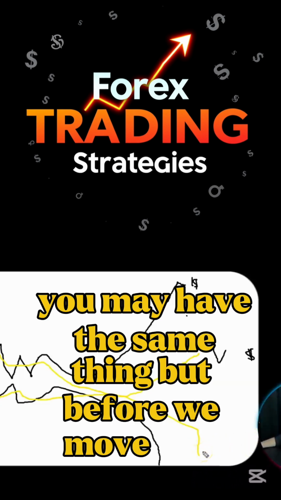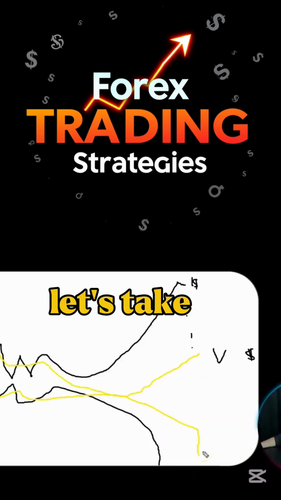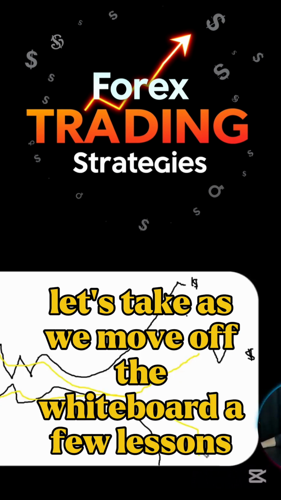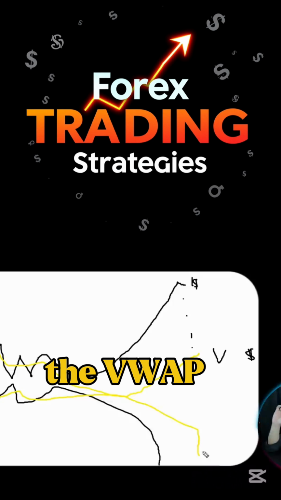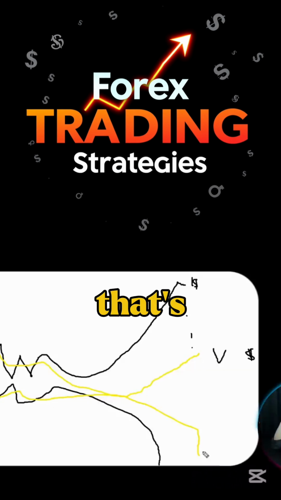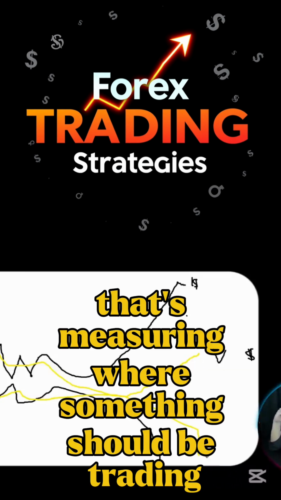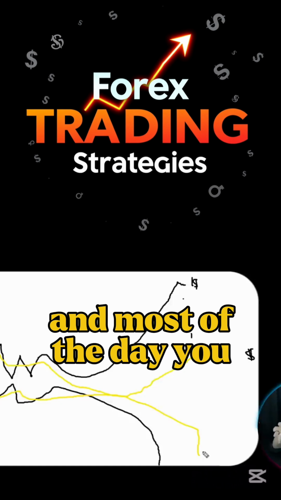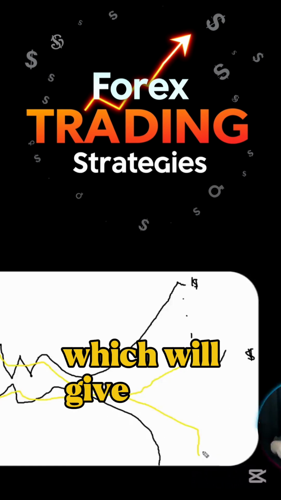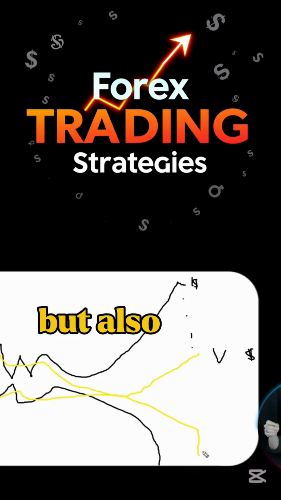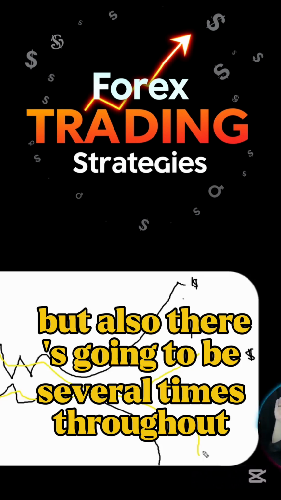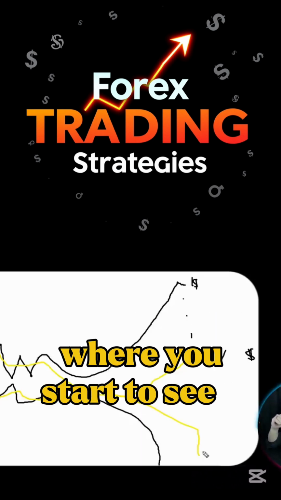But before we move into charts here, as we move off of the whiteboard, let's take a few lessons there because I bounced around for a second. Let's make sure we're all on the same page. The VWAP is an indicator that's measuring where something should be trading. And most of the day you will be intertwined with that, which will give us an edge too in manufacturing the trades that we want. But also there's going to be several times throughout the day where you start to see a separation.